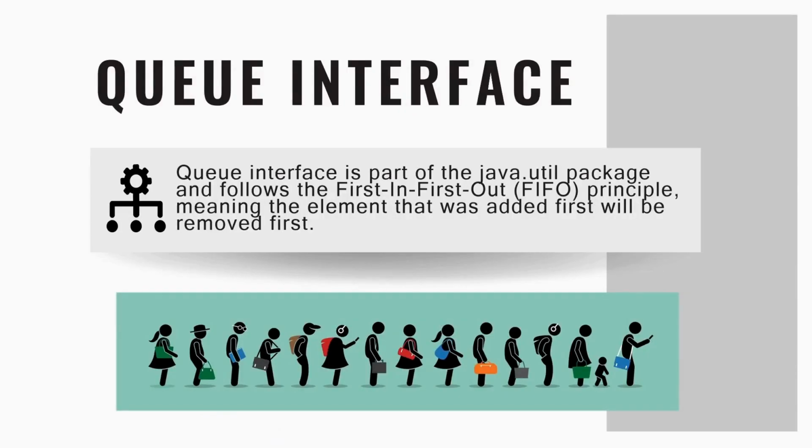The queue interface follows the first in first out principle, that is FIFO, meaning the element that was added first will be removed first. In simple words, imagine a line of people waiting for a bus. The person at the front of the line, the one closest to the bus stop, is the first one to get on the bus when it arrives.